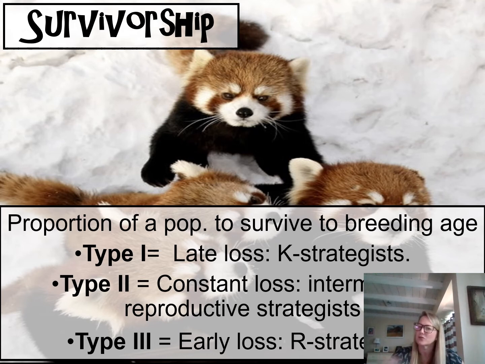Type 2 are just the constant loss. As you go through their lifespan, you get a gradual loss of the population. They're kind of like the in-betweeners. And then we have type 3, which are our early loss species. That means you may have a lot of organisms born in the population at one time, but they do not make it to reproductive age. Those tend to be the R strategists.